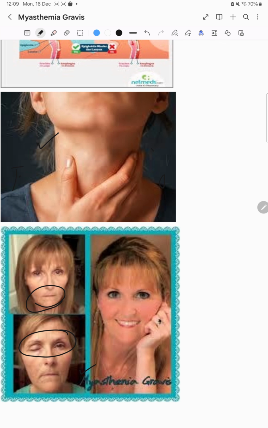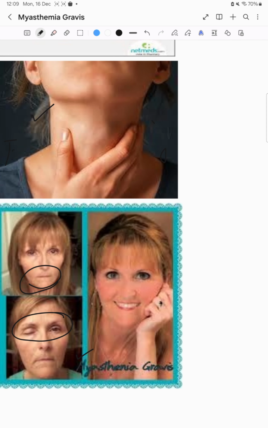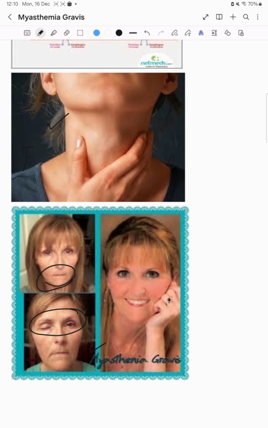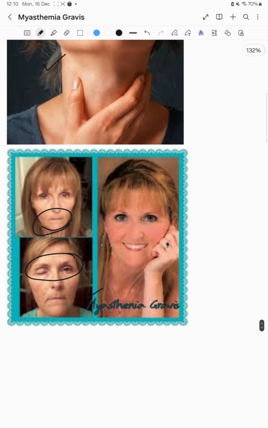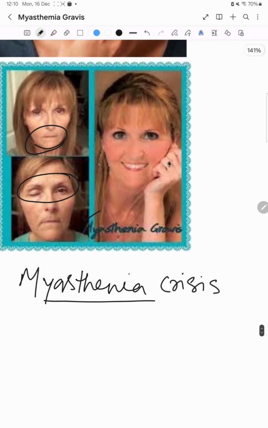And also neck and limb muscle weakness, that is weakness in the neck muscles causing head droop, and weakness in arms and legs making it difficult to lift objects or climb stairs. For severe cases, there is a condition known as myasthenic crisis. It causes breathing difficulty. It's a medical emergency, and it's a very severe case.